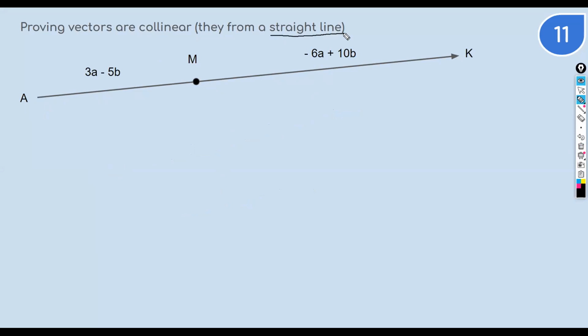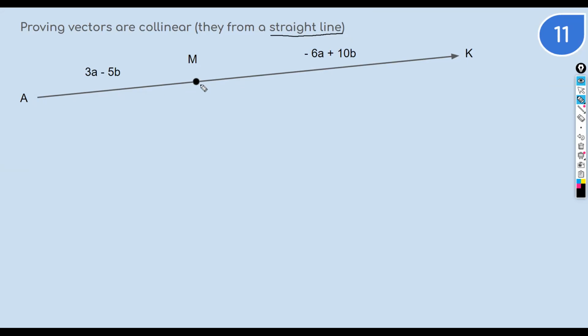Now, how do you prove vectors are a straight line? You just can't look at it and say, hey, it looks straight, and tell the examiner in writing, they look straight, hence they're collinear. He doesn't want that. He wants mathematical proof that the vectors are collinear. So how do you prove it?